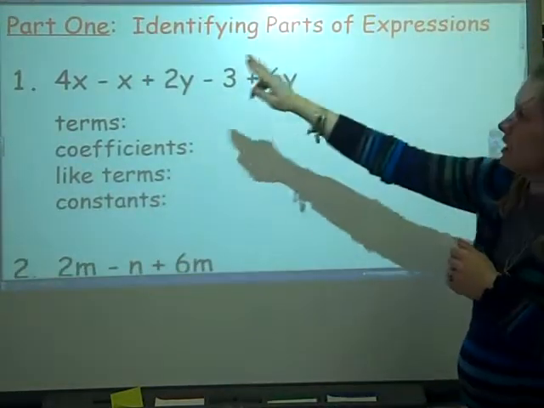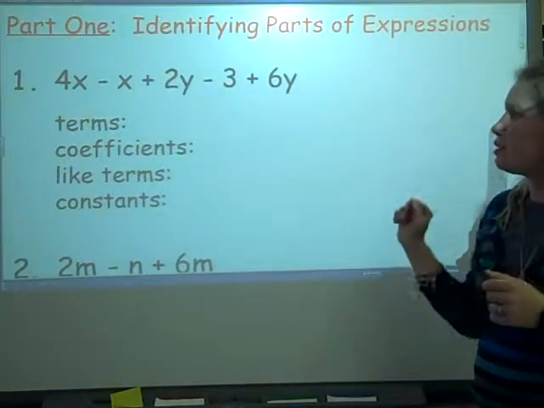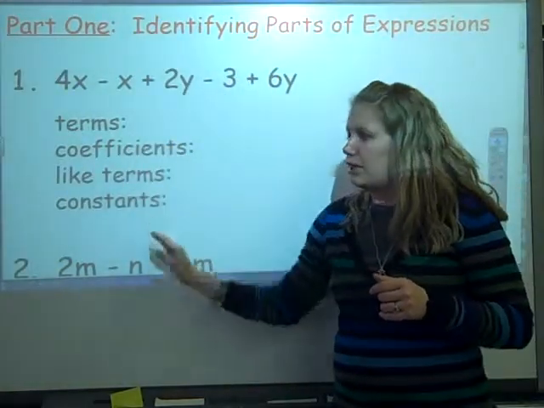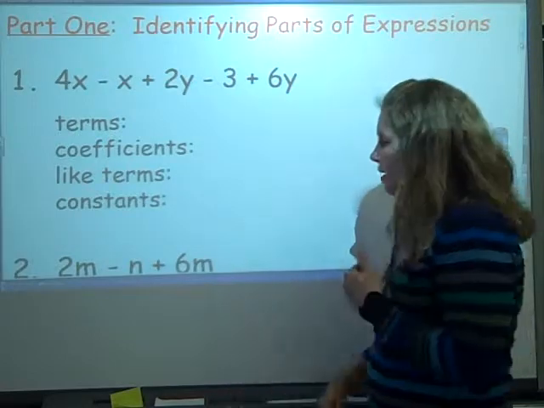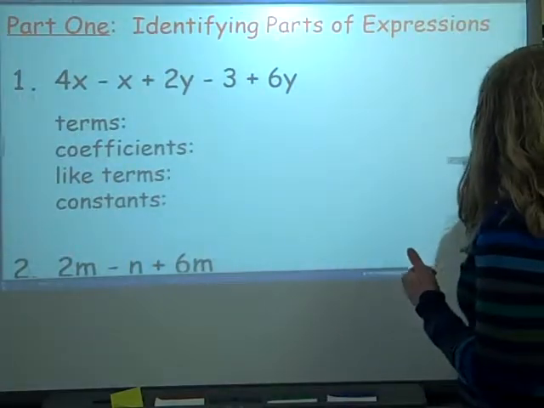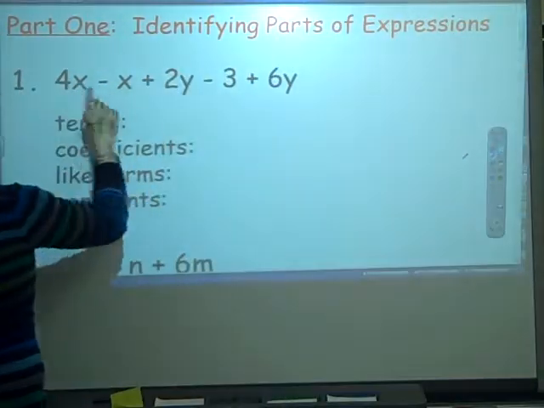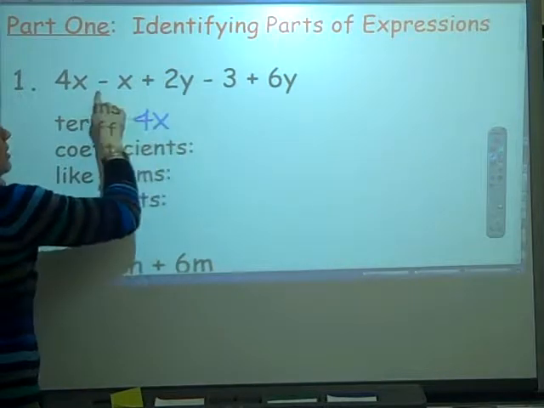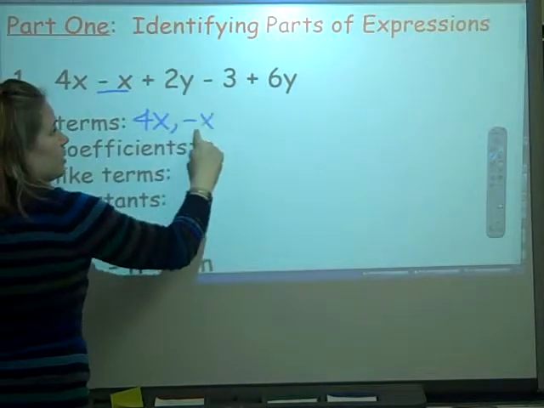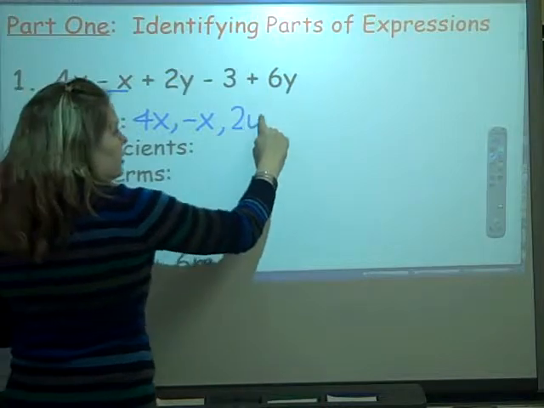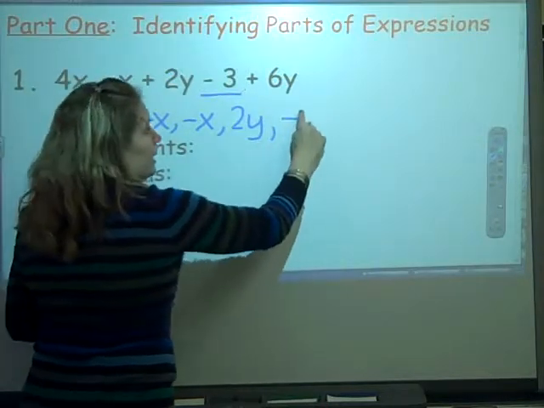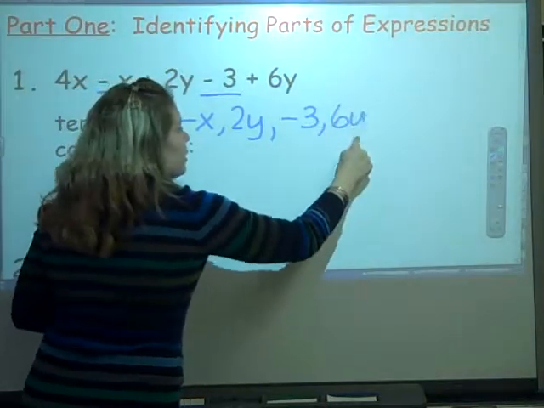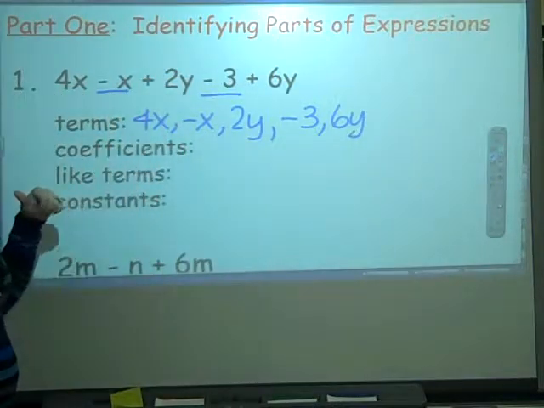Part 1. Write down part 1. Identifying parts of expressions. So we're going to name each one of these. I'll do one. You can do one by yourself. Terms: 4x, negative x, 2y, negative 3, and 6y. Those are all the terms in that algebraic expression.